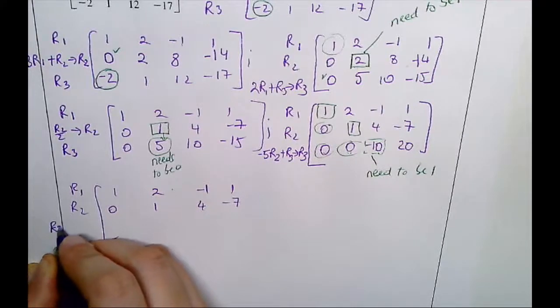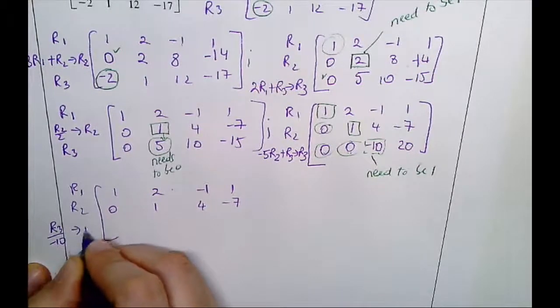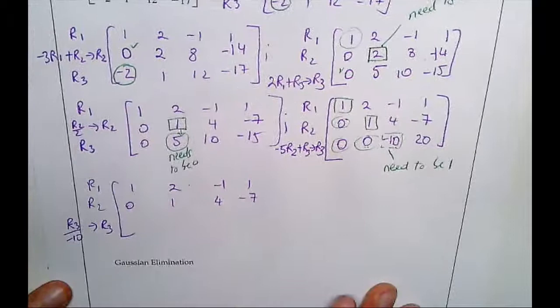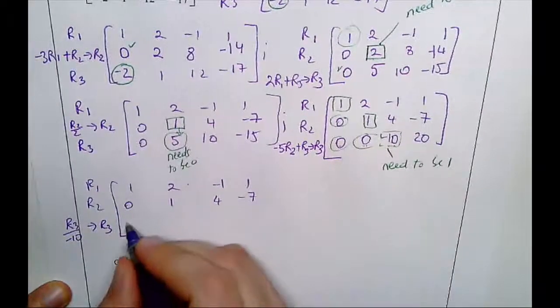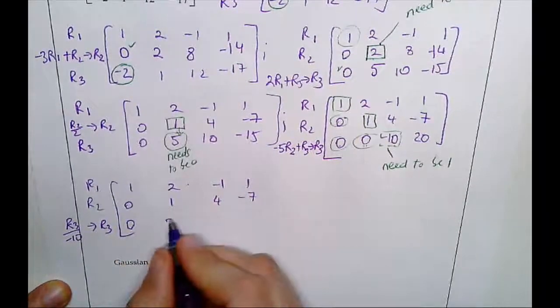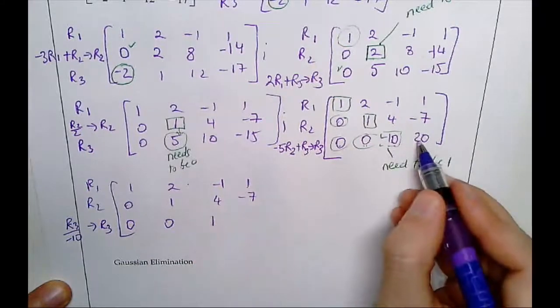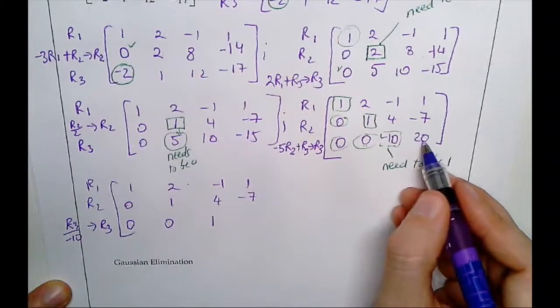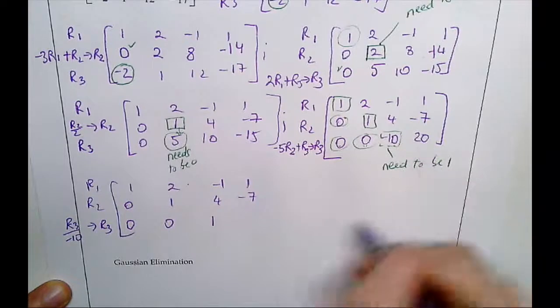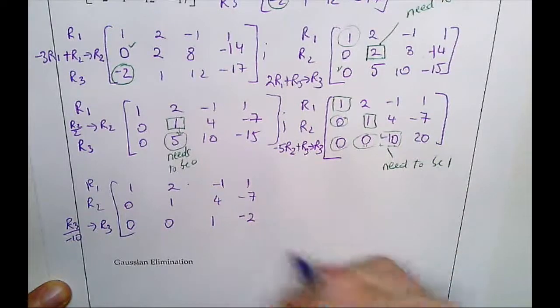So row 3 divided by negative 10, that becomes my new row 3. So 0 divided by negative 10 is 0, 0 divided by negative 10 is 0, negative 10 divided by negative 10 is a 1, and then 20 divided by negative 10 is a negative 2.